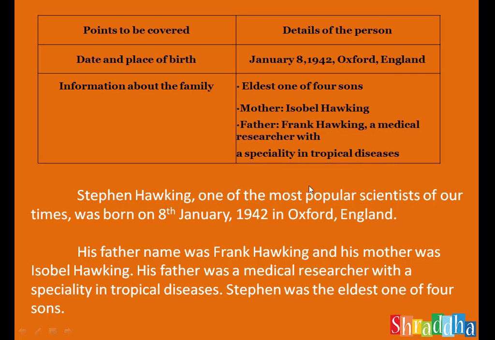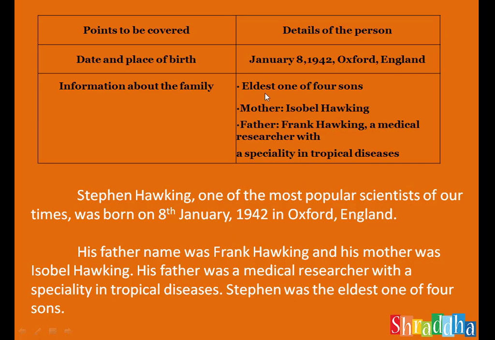Then how to present this information in the form of a sentence? His father's name was Frank Hawking, and his mother's name was Isabel Hawking. His father was a medical researcher; this is the object. What is the verb? Was. And the subject? He is talking about the occupation of his father, so his father is the subject. His father was a medical researcher with a specialty in tropical diseases. So the object is provided and we have to provide the verb and also the subject.